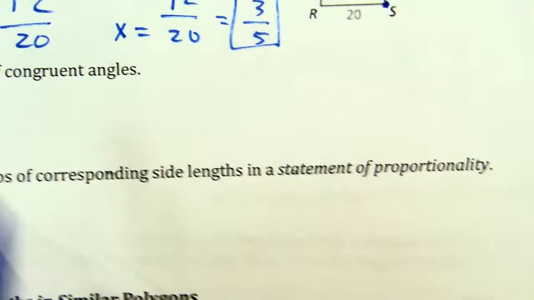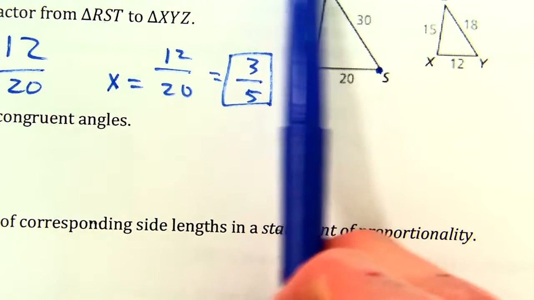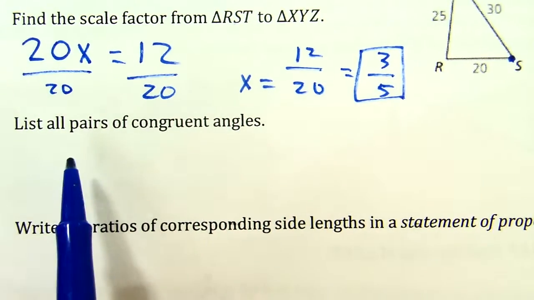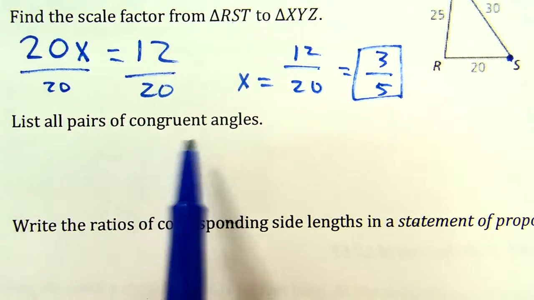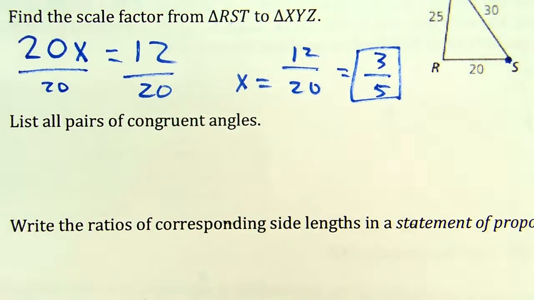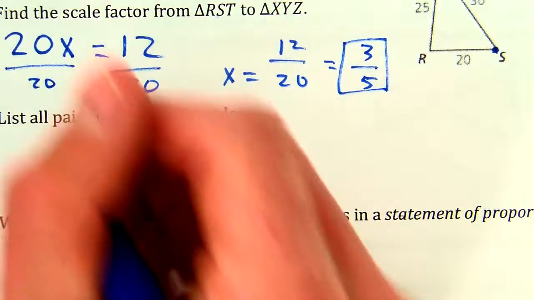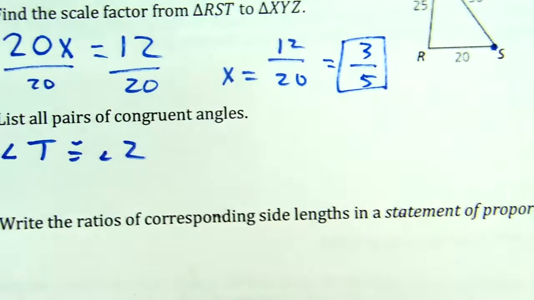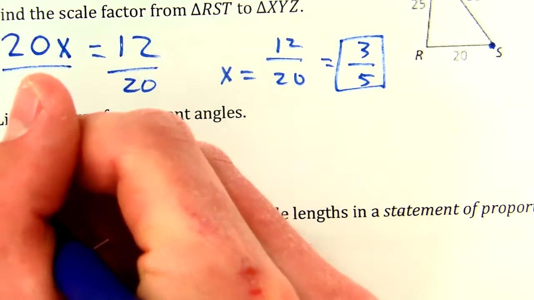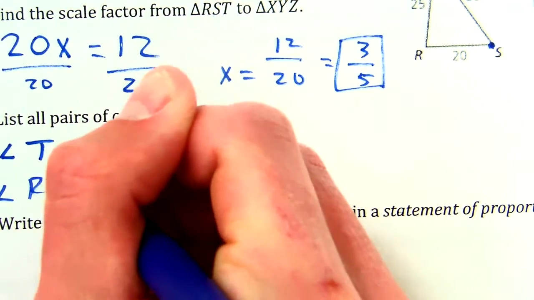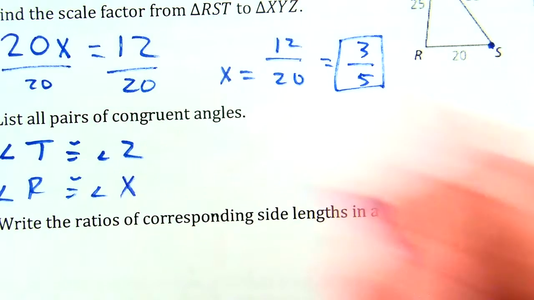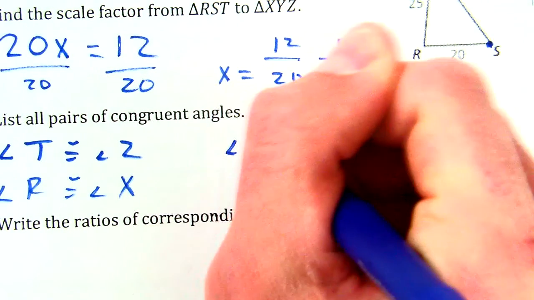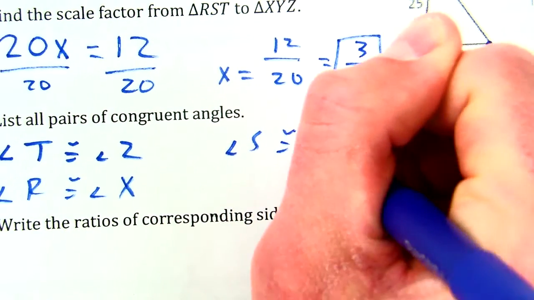Okay, so this gets at the corresponding side lengths part of similarity. Here, the other key part of similarity is that all the corresponding angles are congruent. So in this case, angle T is congruent to angle Z. Those are the top ones. The left ones have to be congruent. Angle R would be congruent to angle X, and then angle S would have to be congruent to angle Y.